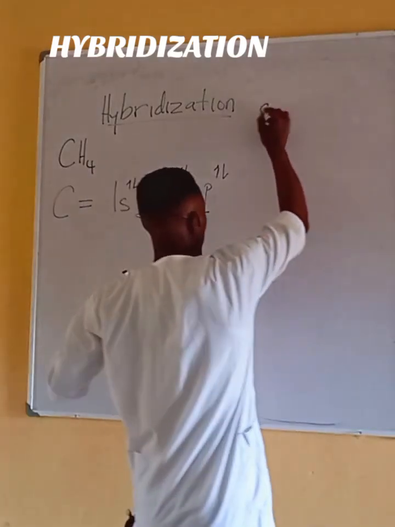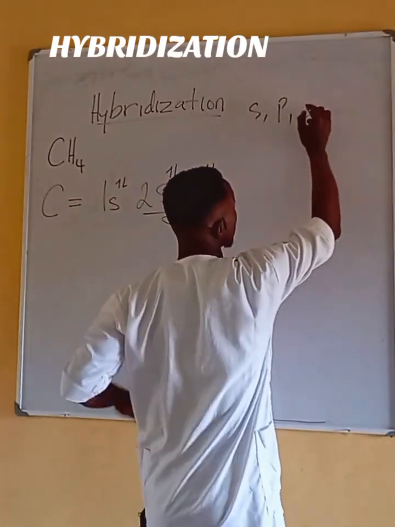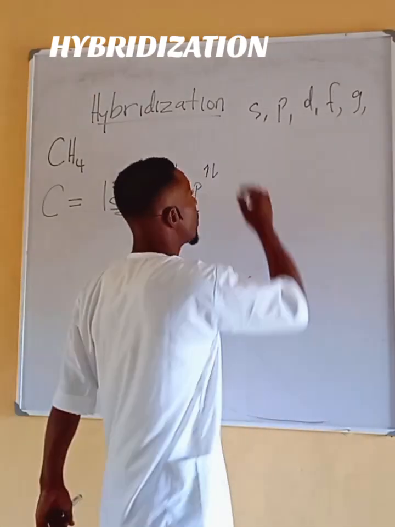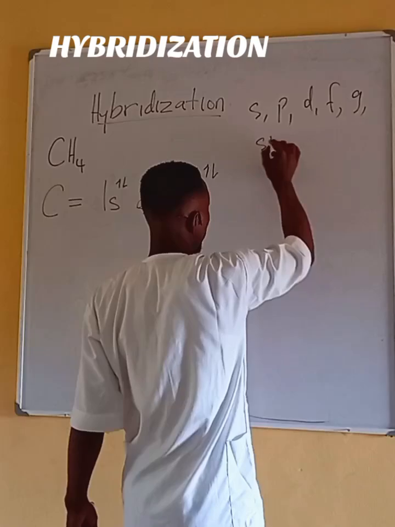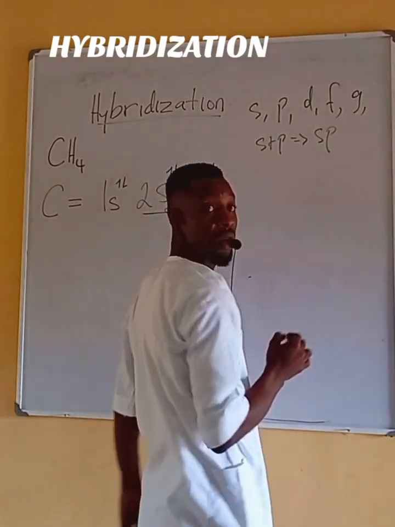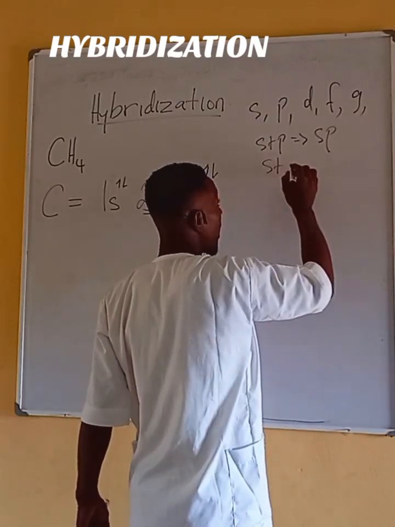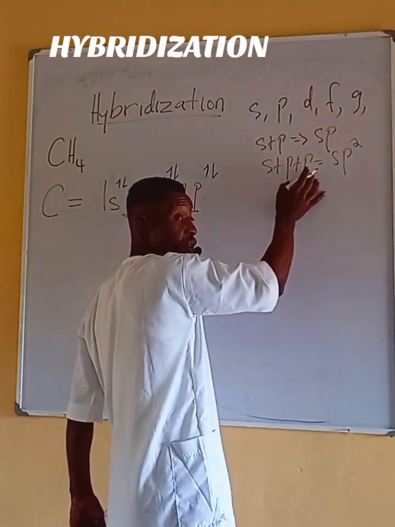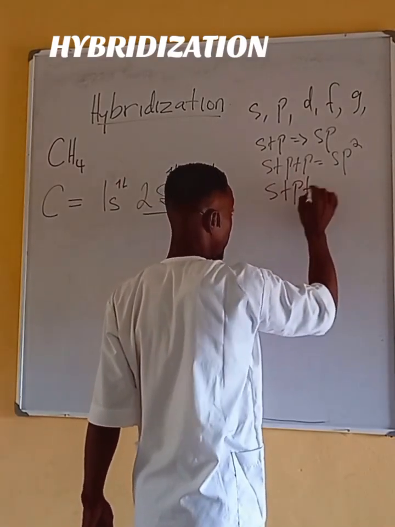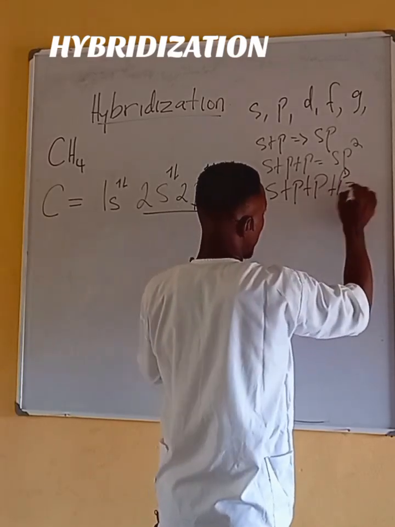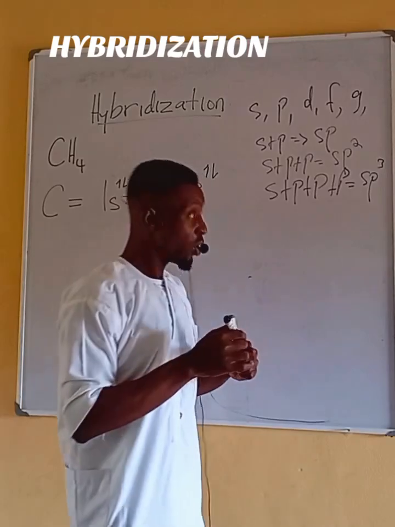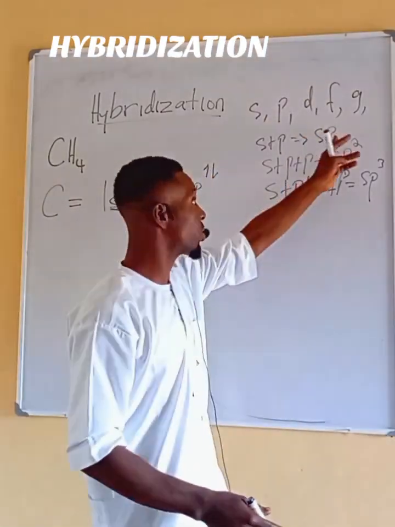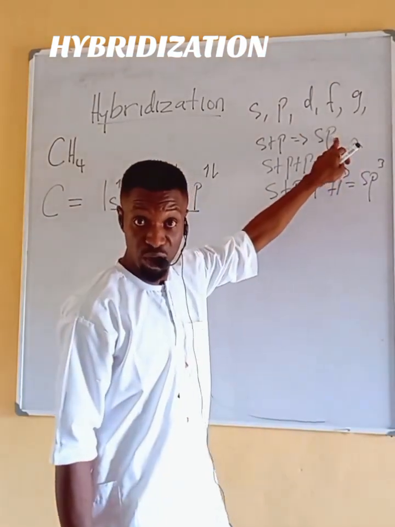So basically you have s, p, d, f, g orbitals and so on. The mixing of atomic orbitals, for instance, s plus p will lead to sp, s plus p plus p will give you sp2, and s plus p plus p plus p will give you sp3. So you discover that s and p orbitals combine together to give you an sp hybrid orbital. This is a new orbital which is known as a hybrid orbital.